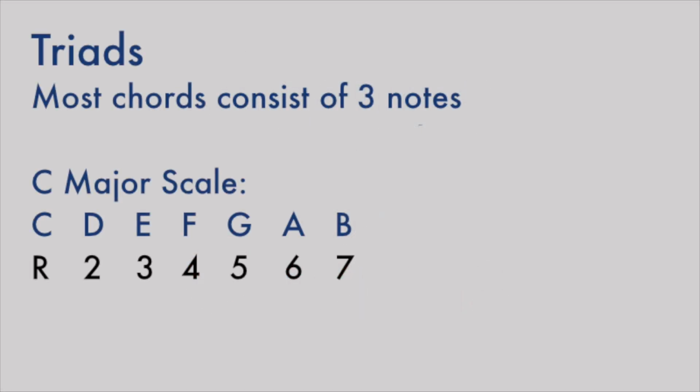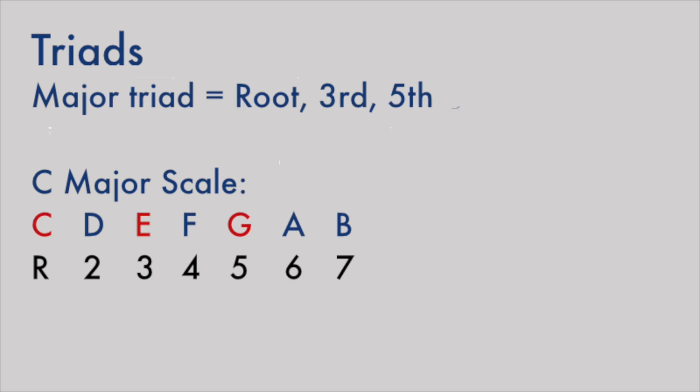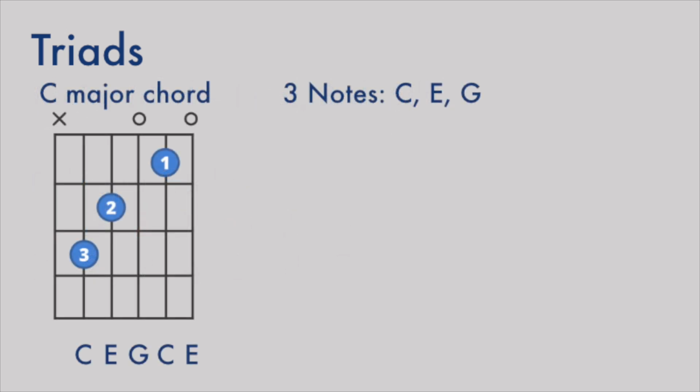Most common chords consist of just 3 notes. If we look at the C major scale again, the notes are C, D, E, F, G, A, and B. The formula for a major triad is the root note, the 3rd note, and the 5th note. In our C major scale, that is the notes C, E, and G. This means the C major chord consists of these 3 notes.